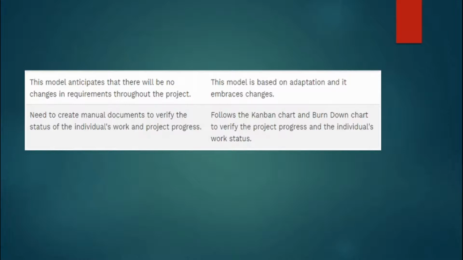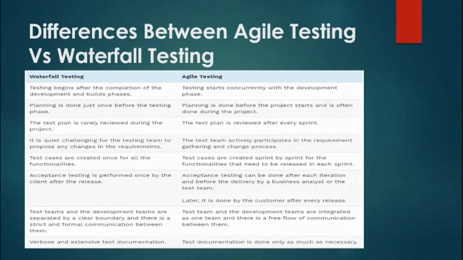Now let's see what is the difference between the agile testing and the waterfall testing. Waterfall testing is a testing that begins after the completion of the development and the build phases, whereas agile testing concurrently starts with the development phase. In waterfall, planning is done just once after the testing phase, whereas in agile testing, planning is done before the project start and is often done during the project.